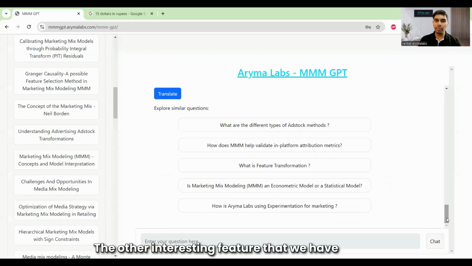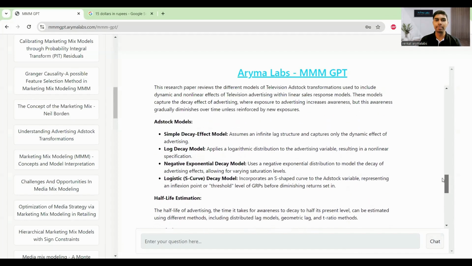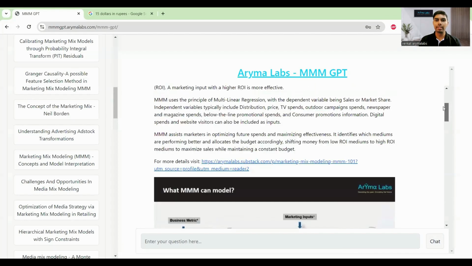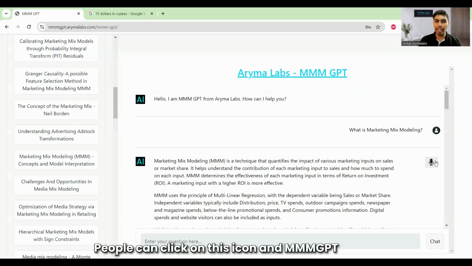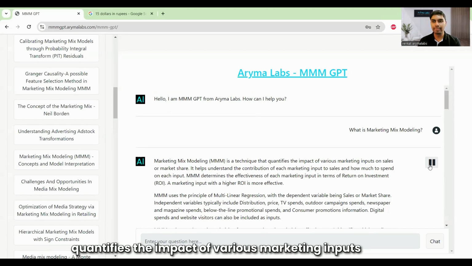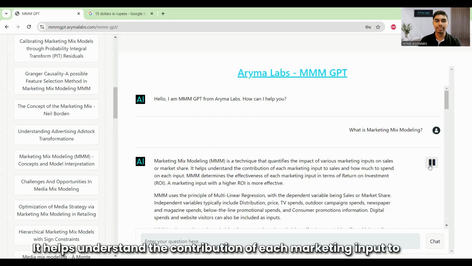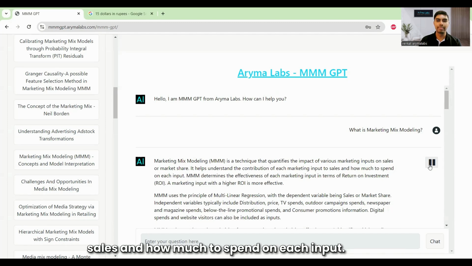The other interesting feature that we have added into MMGPT is voice enablement. People can click on this icon and MMGPT will read out the responses for you. Marketing mix modeling, MMM, is a technique that quantifies the impact of various marketing inputs on sales or market share. It helps understand the contribution of each marketing input to sales and how much to spend on each input.